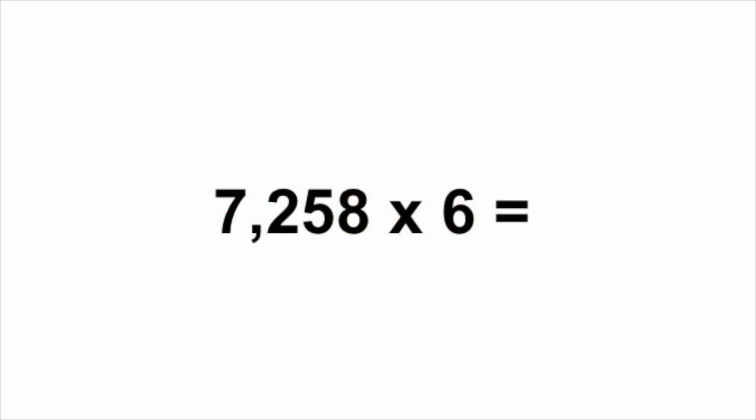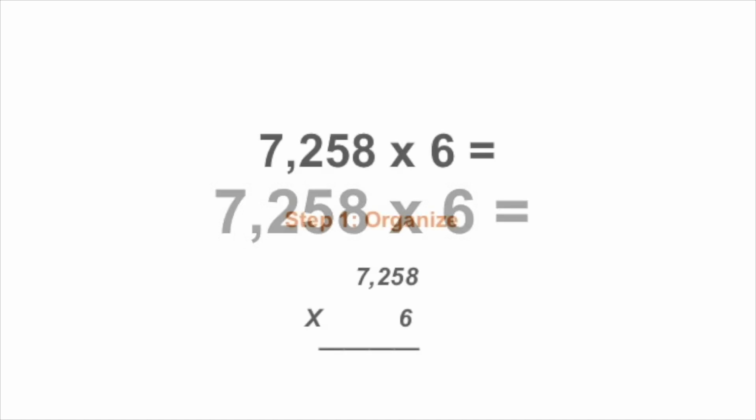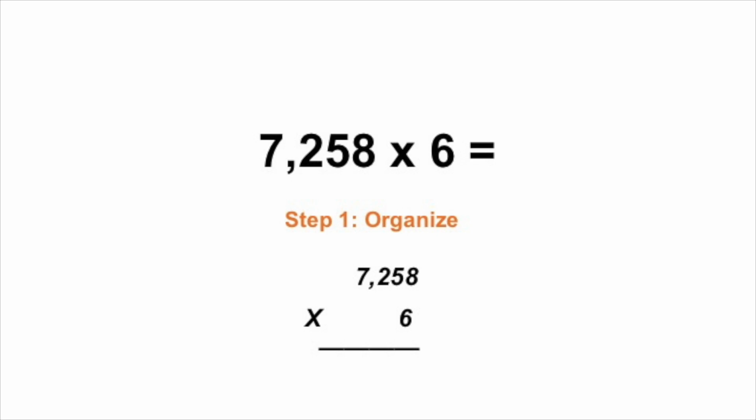So, here's our multiplication problem. 7,258 multiplied by 6. Okay, so step 1, what we need to do, organize. We need to write our multiplication table. And then we start with the ones column. So, 6 times 8. 6 times 8?